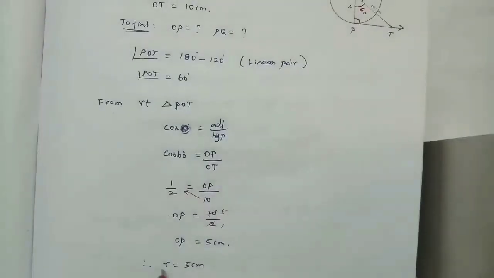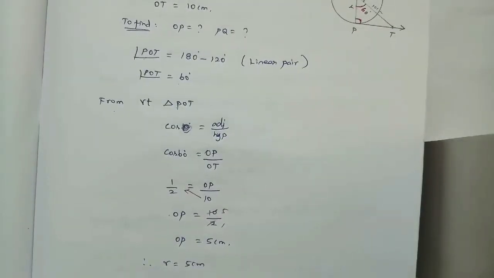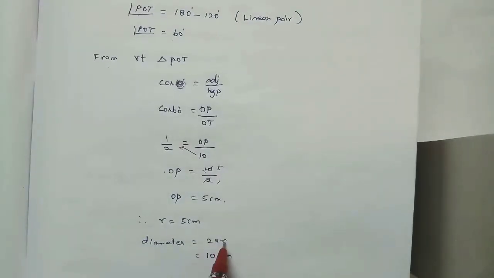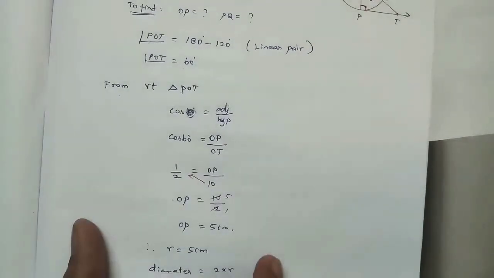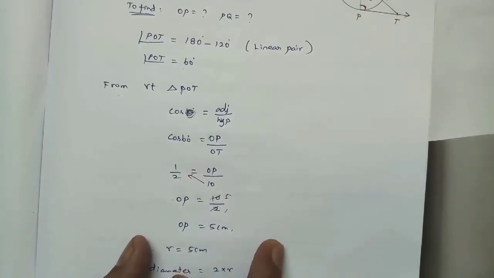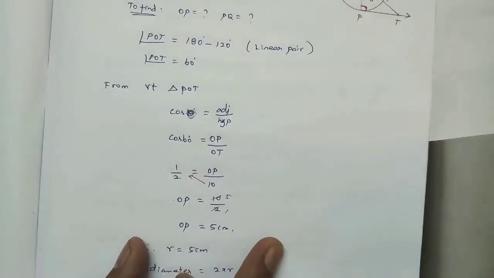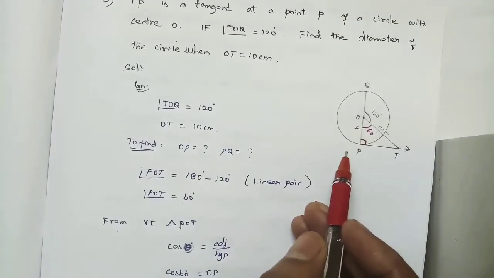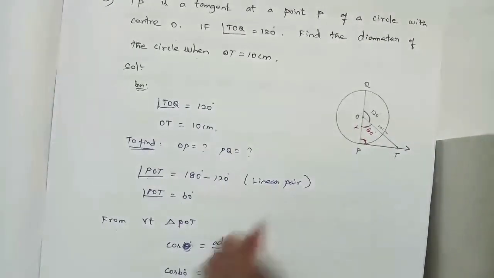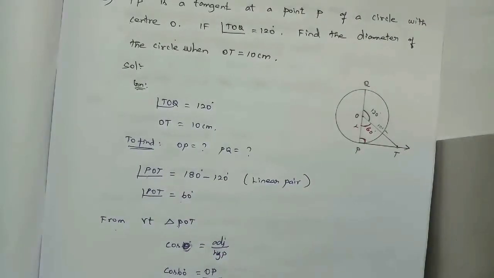So what is OP? OP is nothing but radius. Radius is equal to 5 centimeter. Then diameter is 2 times the radius, that is 10 centimeter. Understood? So see here, this is a circle chapter, but with the help of the application of trigonometry ratio, we are finding the solution, right? So just keep in your mind, if it is applicable and needed, we want to use the application of trigonometry property to find it. Understood?